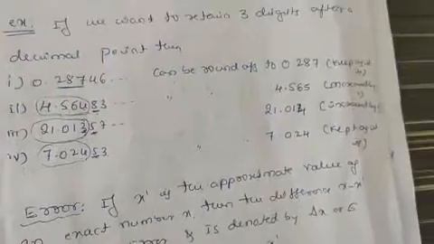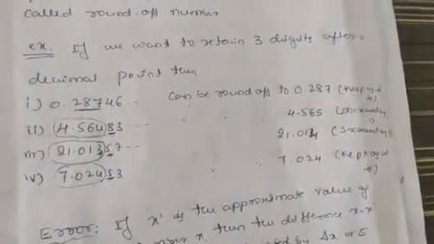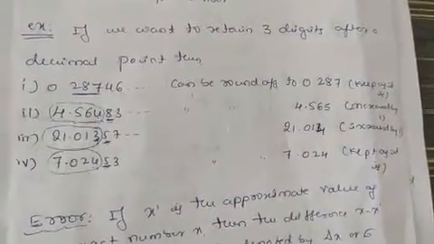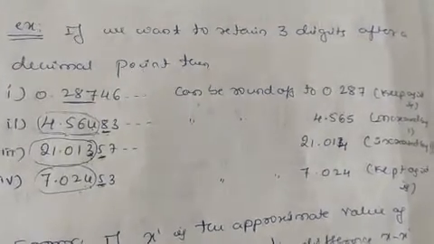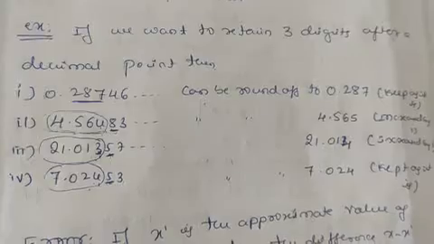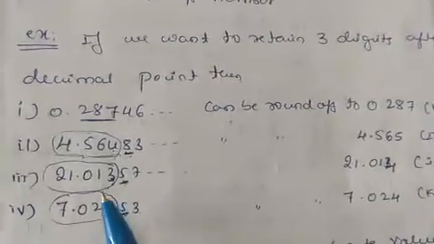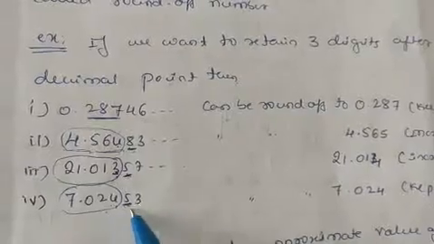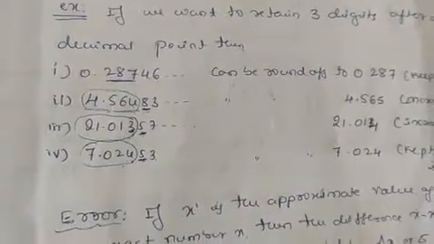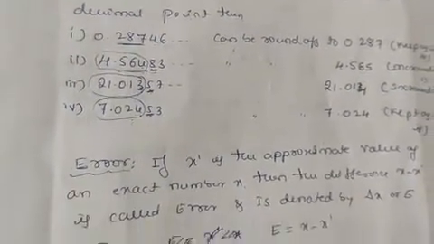So that is the case here. If it is greater than 5, then add 1 to the previous digit. If it is less than 5, leave the digit as it is. If it is equal to 5, in that case you have to check the previous digit. If it is odd, then add 1 to it. If it is even, then neglect this digit as it is. This is all about the round off number.